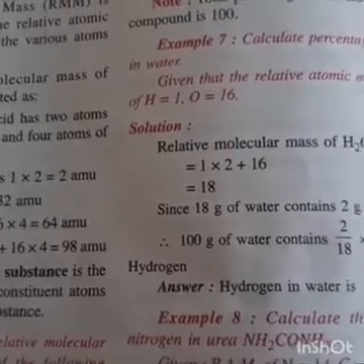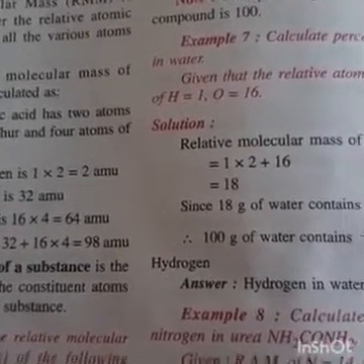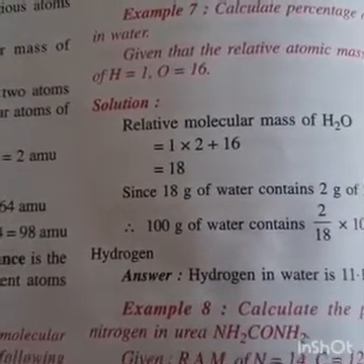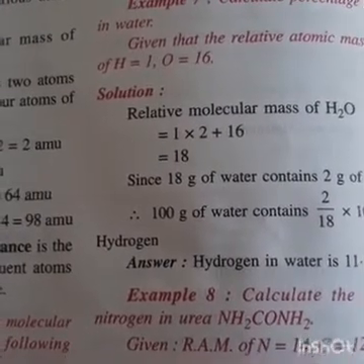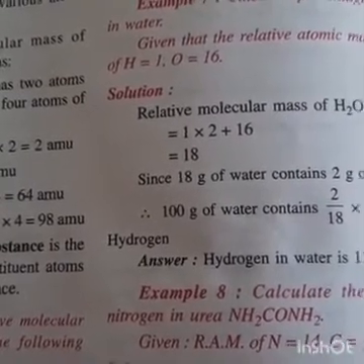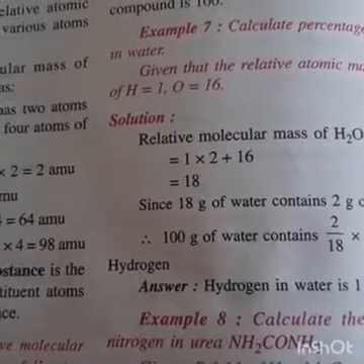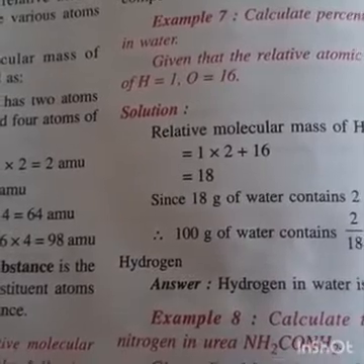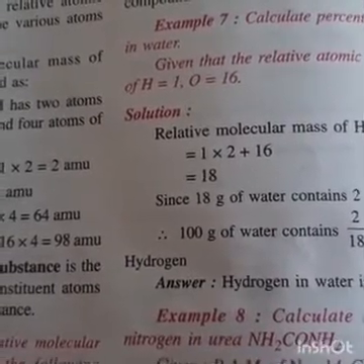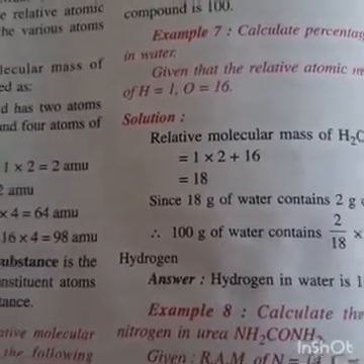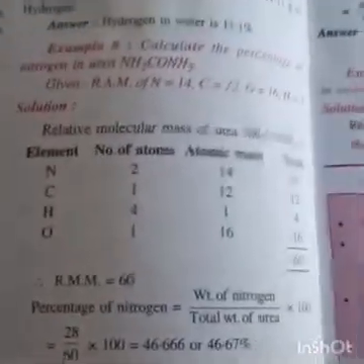Now since 18 grams of water contain 2 grams of hydrogen, we use the unitary method. When 18 grams of water is there, the amount of hydrogen is 2 grams. So if 1 gram of water is there, it will be 2 by 18. Now we want it according to 100 grams because we need a percentage. So if there are 100 grams of water, we get 2 upon 18 into 100, 11.11 grams of hydrogen. That means the mass percentage of hydrogen in water is 11.11. There are many other examples also given.